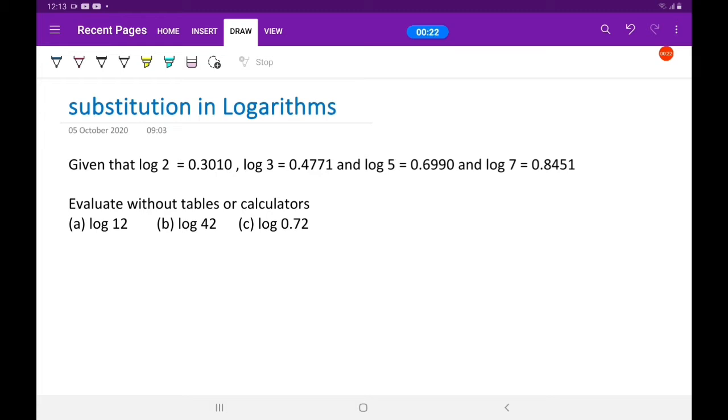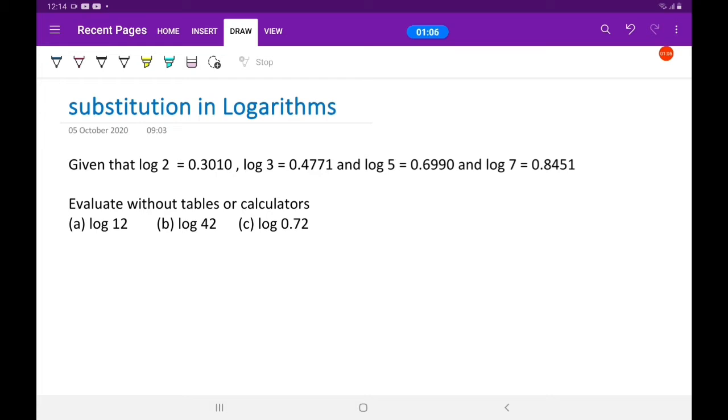A question can come in this form where you'll be given log of different values. Like in this question, we are given log 2 to base 10, log 3 to base 10, log 5 to base 10, and log 7 to base 10. Don't forget what we have done previously, that anytime the base is not given, it is base 10. And evaluate these without tables or calculators.